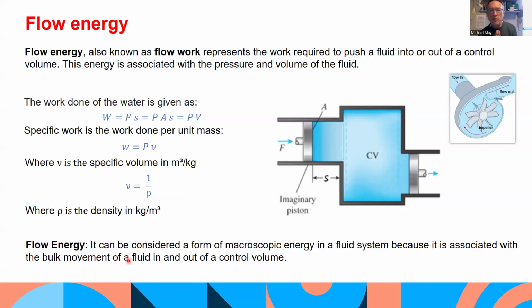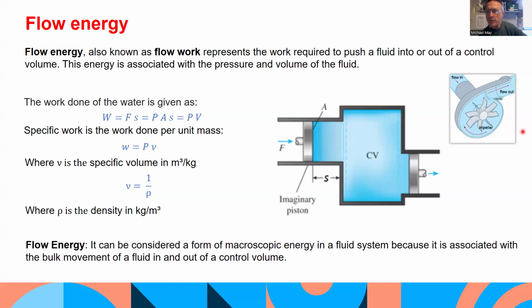When we're dealing with fluid flowing through a pipe system, one end of the pipe could be higher than the other. So there's a potential energy aspect there that we need to consider when we're calculating the energy, but the fluid might be flowing at a particular velocity as well. So the kinetic energy aspect comes into it also. But if there's a pressure pushing that fluid through the system also, that's what we call flow energy or flow work. It's defined here as flow work represents the work required to push a fluid in or out of a control volume. This energy is associated with the pressure and volume of the fluid.